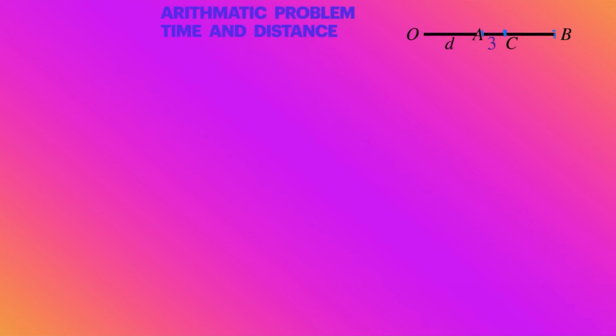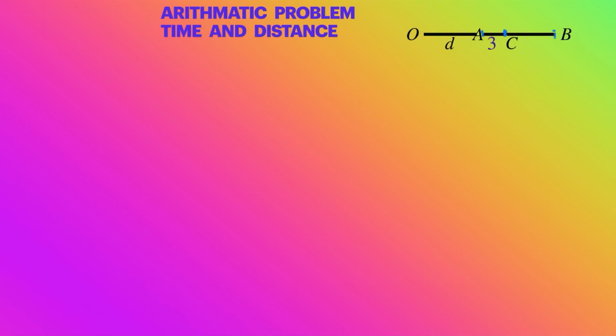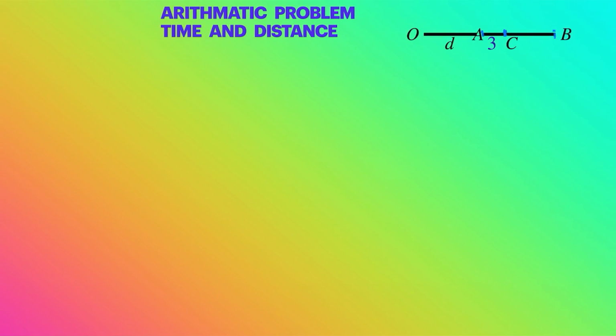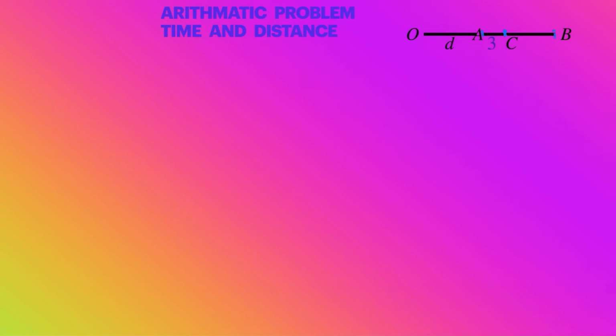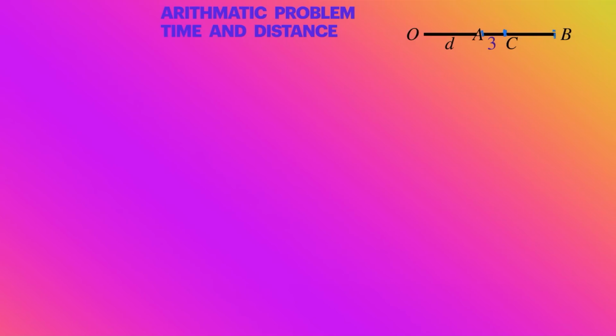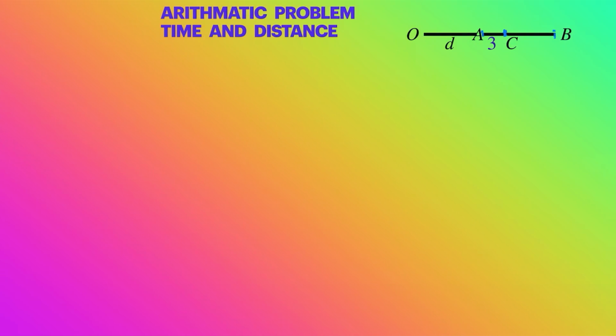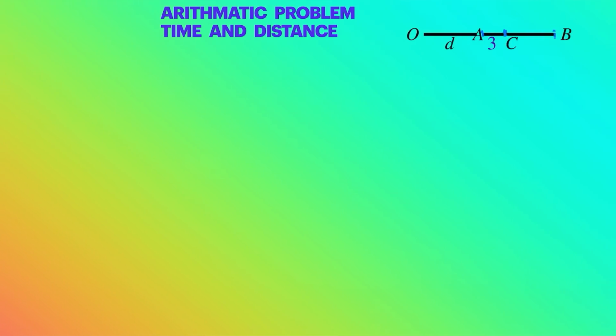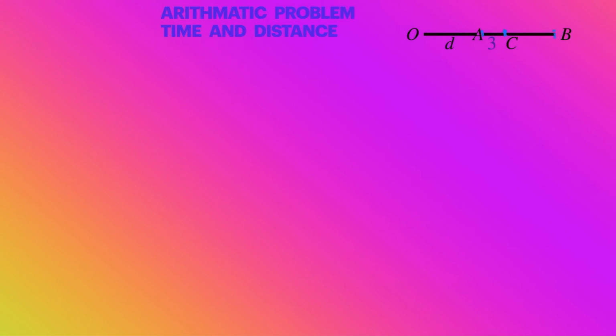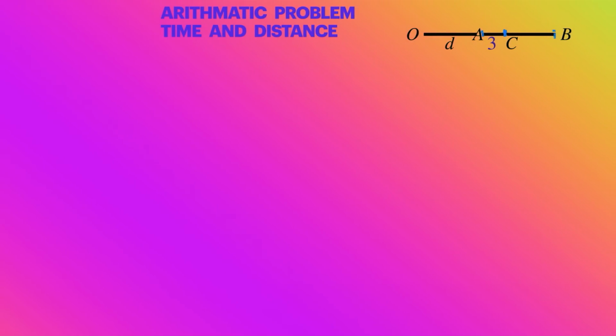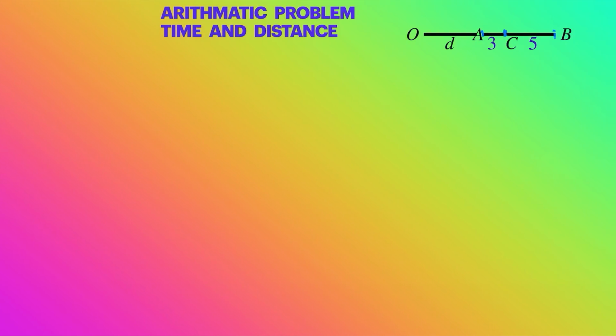Since A to C is 3 miles, we assume it for convenience, though it is not so realistic, that the distance between A and C is 3 miles, and then C to B would be 5 miles because AB is the bridge and the length of the bridge is 8 miles, so CB equals 5.